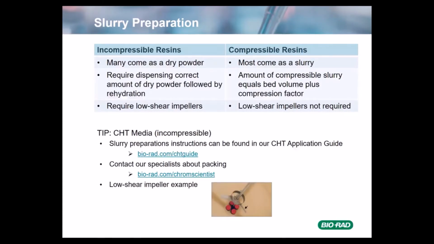Now, one last word about low shear impellers. This is an example of what a low shear impeller looks like. This happens to be the Lightnin A310 variety. However, there are a number of low shear impeller styles. Any one of them would be suitable. You just need to make sure from the manufacturer that in fact you are dealing with a low shear impeller.